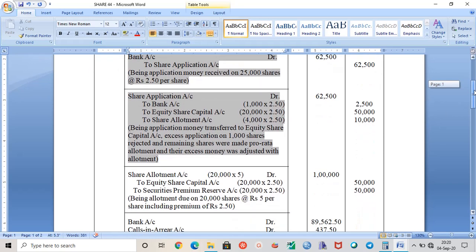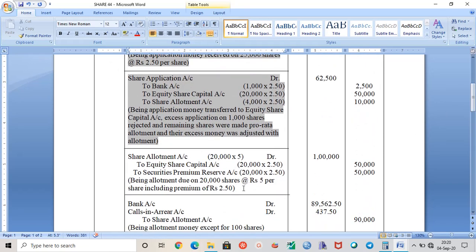Now for the third entry, that is when you call for the allotment money, including premium. This is a very critical question, and very important, because in this question the allotment money involves your SPR also. If you understand question number 44, the remaining questions 45, 46, 47, 48, 49, 50, 51, all these types of questions will be understood easily. Please have a look at this properly.